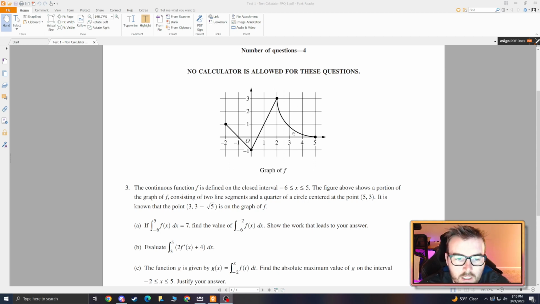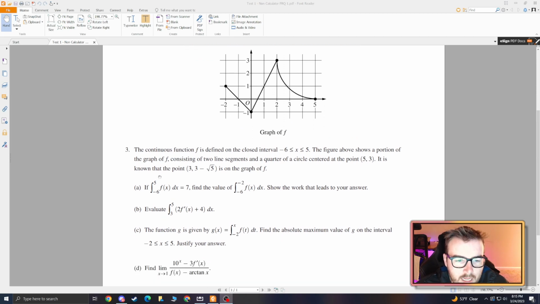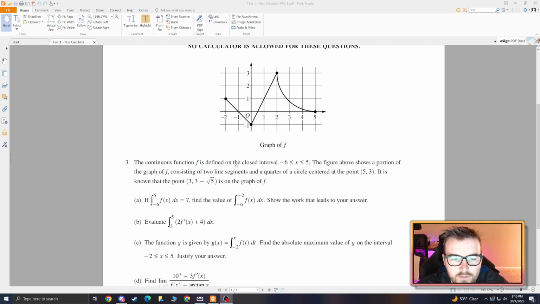Okay, cool. Part A: if the integral from -6 to 5 of f(x) dx equals 7, then find the value of the integral from -6 to 2 of f(x) dx. Show the work that leads to your answer. I see these integrals. I see the graph. I know integral is area under the curve. There's some manipulation of the integrals using properties of integrals that we can do here.